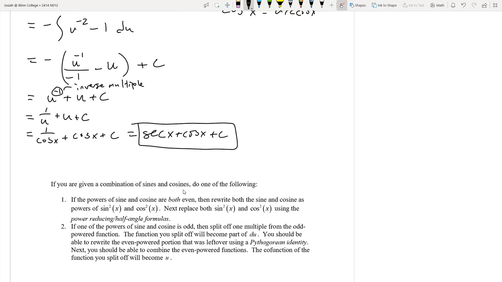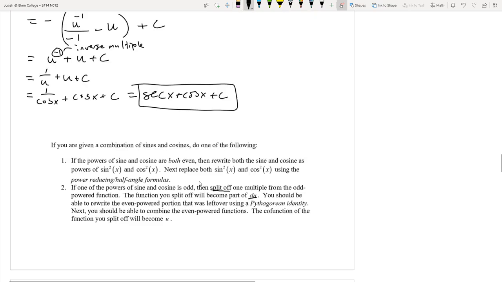If one of the powers is odd, then we could do what we did in this last problem. We split one of the odd bits off, and then that will be du. And then we'll turn everything else using Pythagorean identities into the other function. So the split off one becomes du, and we use Pythagorean identities to change everything else into the form of whatever our u is. The reason that we're able to do that is, again, because sine and cosine have that relationship where basically the derivative bounces them back and forth between each other, with negatives sometimes added in.